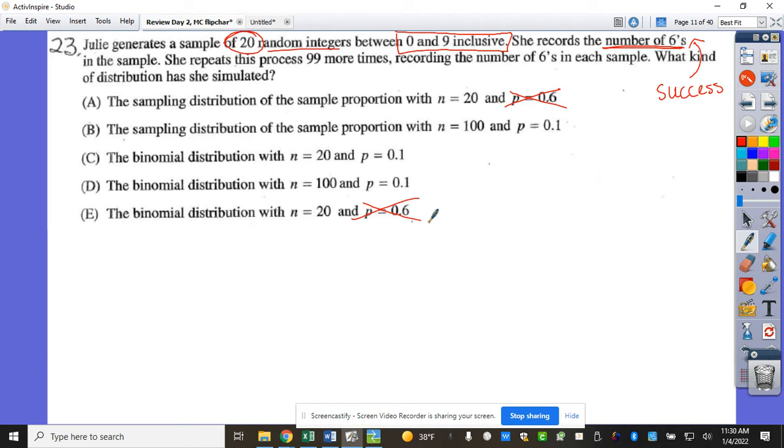So at this point, basically what's one obvious difference between B, C, and D? Binomial distribution as opposed to sampling distribution. And what else? N. So let's think about N.